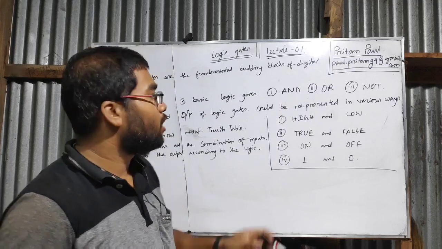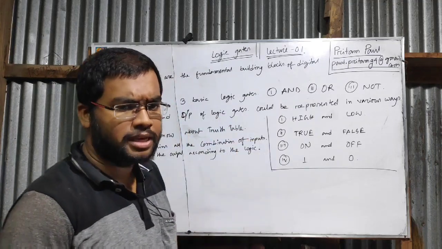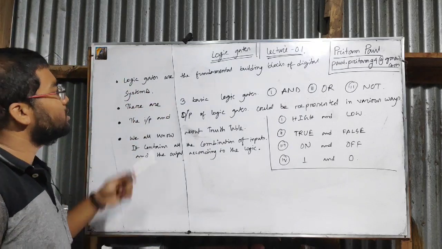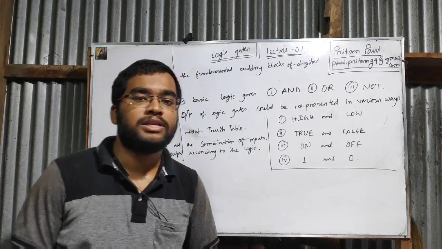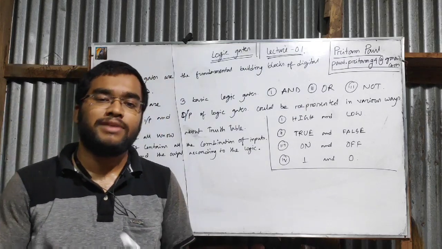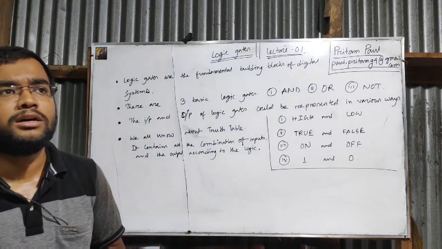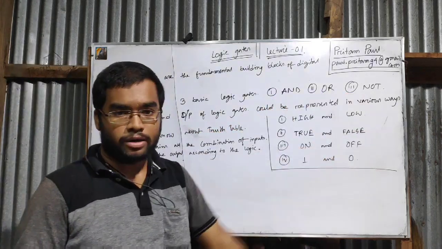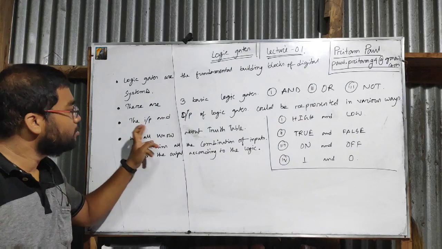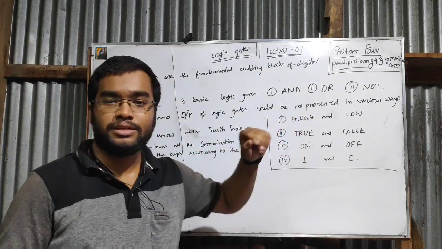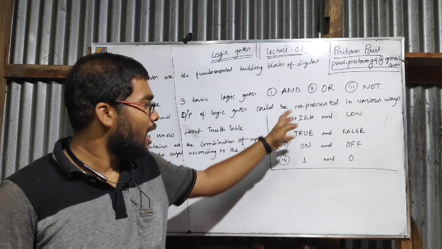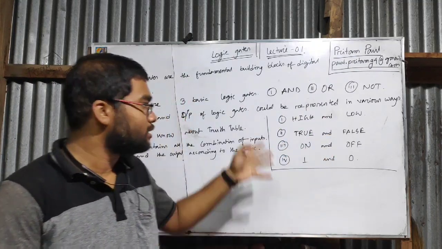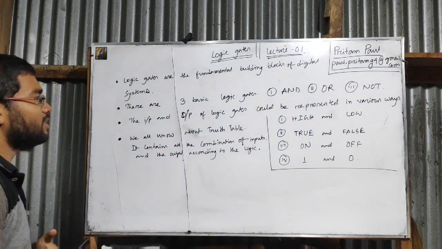Now this is the basic introduction, and after that we will talk about all those things which I have said. Logic gates, as we all know, are the basic fundamental building blocks of any digital system. There are only 3 basic types of logic gates, which are AND, OR and NOT. The inputs and outputs of the logic gates could be represented in various ways: high and low, true, false, on, off, 0, 1, all these things you know.